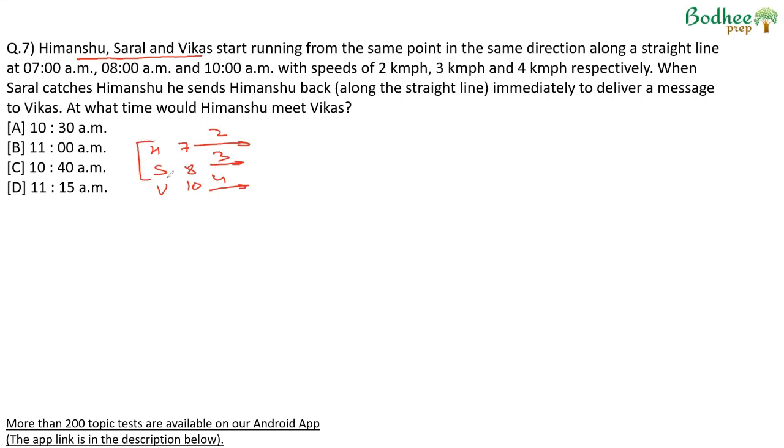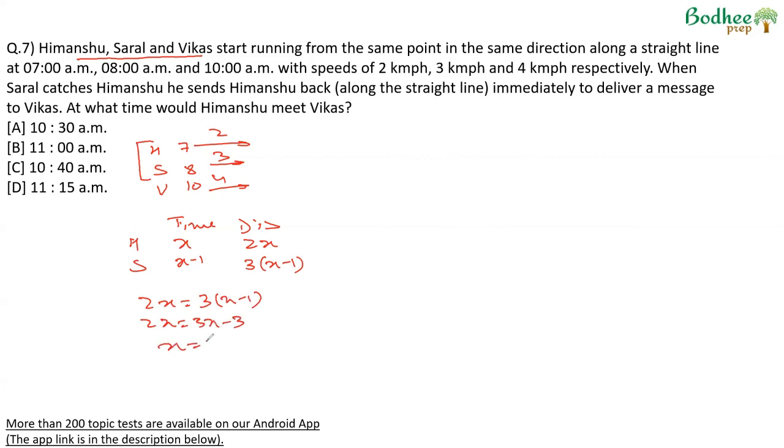So first let us make Himanshu and Saral meet. Saral left one hour after Himanshu left. So if Himanshu has traveled for x hours when they meet, Saral would have traveled for x minus 1 hour. Also, both of them would have covered the same distance because they started from the same point and they are meeting. Distance for Himanshu will be speed of 2 into time of travel x. Saral will be speed of 3 into time of travel x minus 1. Since distance is same, 2x is equal to 3 into x minus 1. So 2x is equal to 3x minus 3, or x is equal to 3.